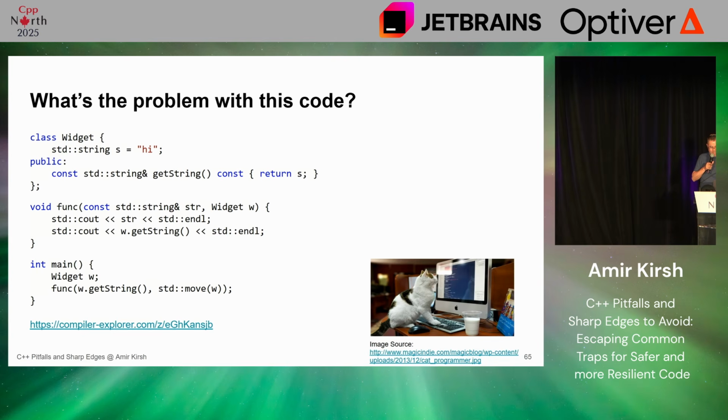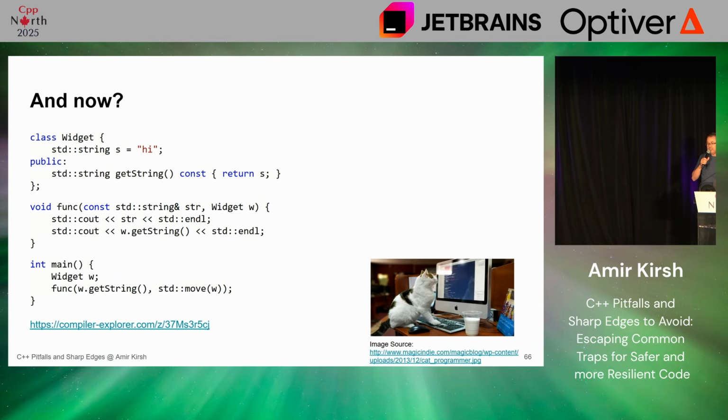Exactly. Maybe can we improve this code by saying, you know what, maybe now we can do a getString that returns by value. Let's return by value. Returning by value in some cases is safer. So if the widget returns by value, is it right now? What do you say? What do you think?